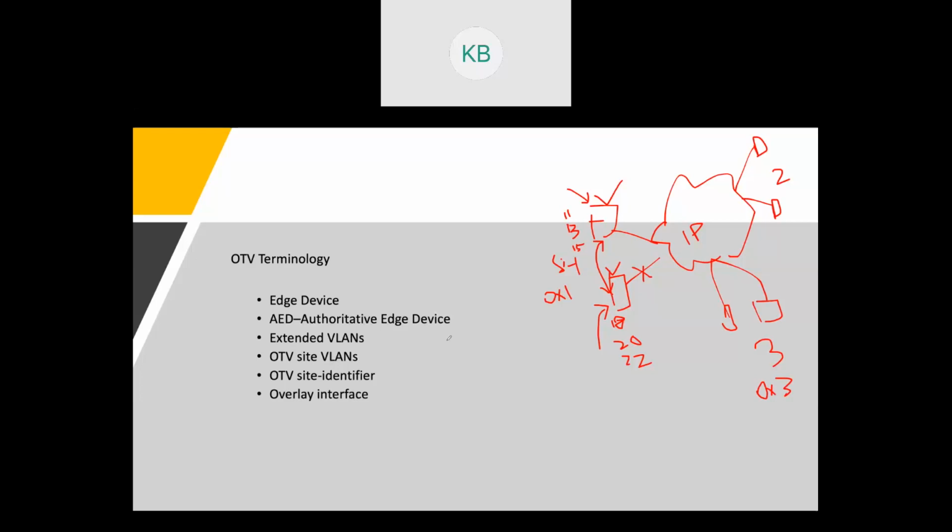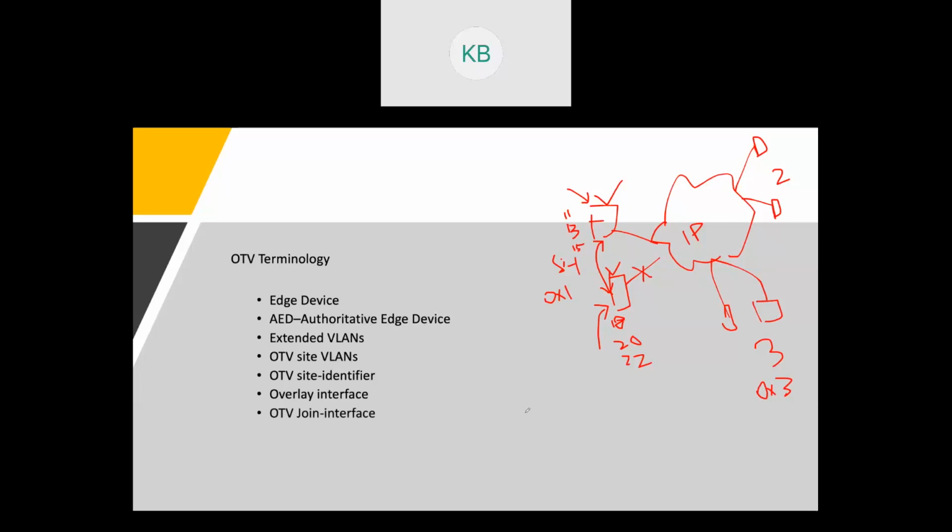The overlay interface is basically the logical representation of the OTV interface. This is very similar to interface NV1, like what you use in VXLAN BGP VPN, or maybe interface tunnel 0, interface tunnel 1, what you use in GRE. So in this case, it is interface overlay.